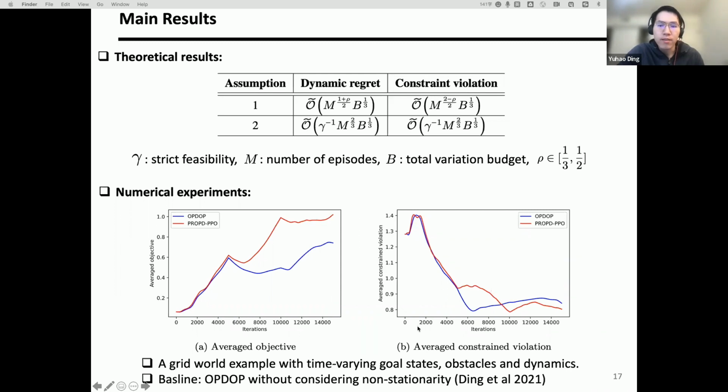And finally, we verify our method on a simple numerical experiment where we consider a grid world with the time-varying goal states and the obstacle states. And the red curves correspond to our method, which apparently outperforms the baseline method without considering the non-stationarity when doing the safe exploration.